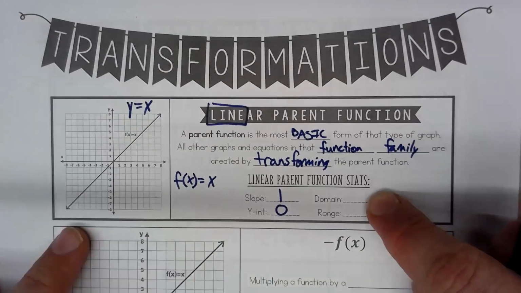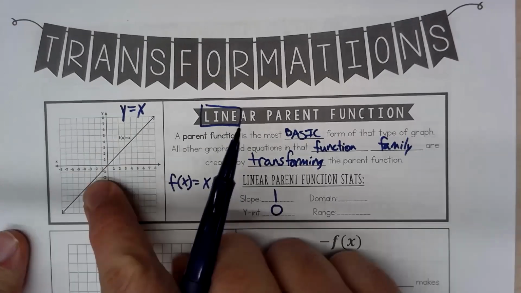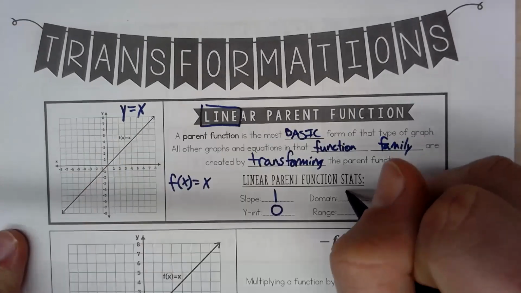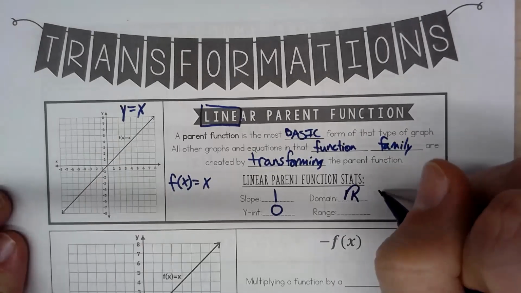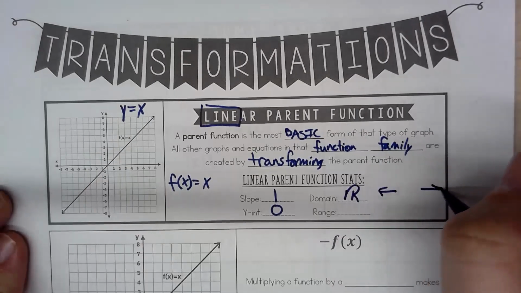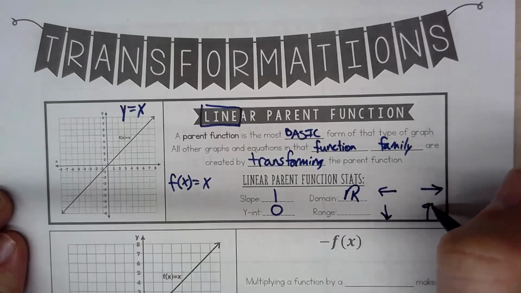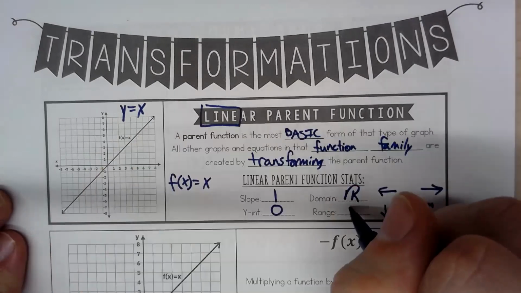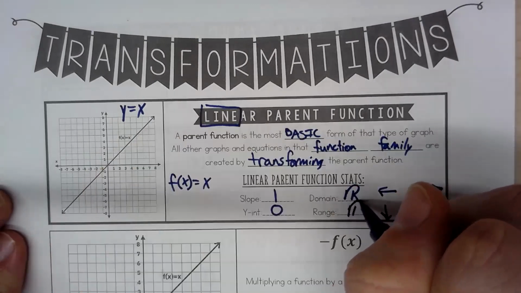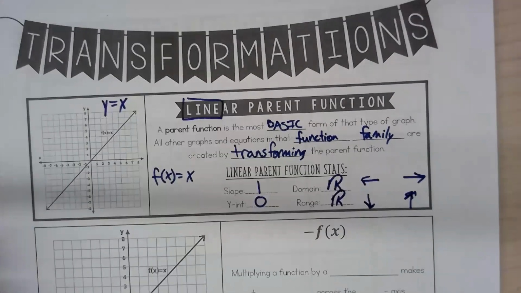Our domain is all my possible x values. Well, this goes forever left and forever right. So our domain is all real numbers, right? Because it goes forever left and forever right. Our range is all our possible y values. So I check top to bottom. Well, it's going forever down and forever up. So our range is also all real numbers. That's our little fancy symbol for all real numbers.